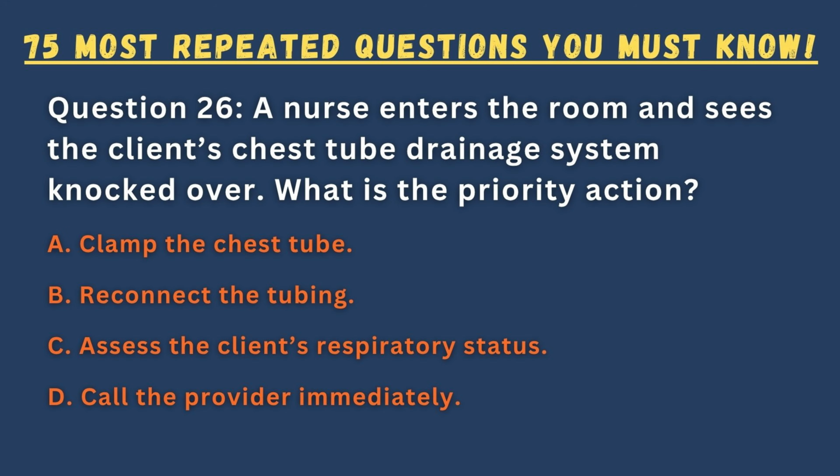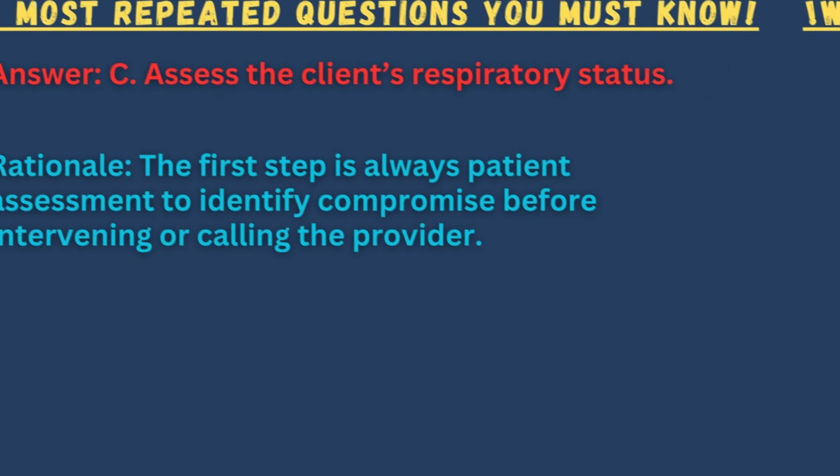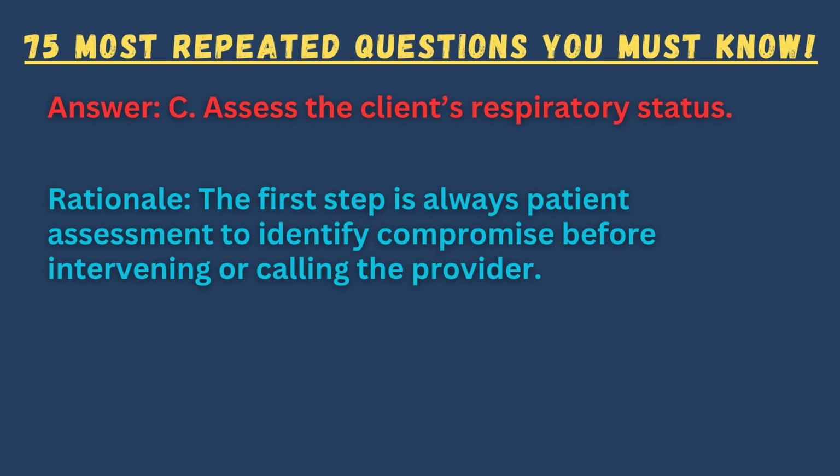Question 26. A nurse enters the room and sees the client's chest tube drainage system knocked over. What is the priority action? A. Clamp the chest tube. B. Reconnect the tubing. C. Assess the client's respiratory status. D. Call the provider immediately. Answer: C. Assess the client's respiratory status. Rationale: The first step is always patient assessment to identify compromise before intervening or calling the provider.